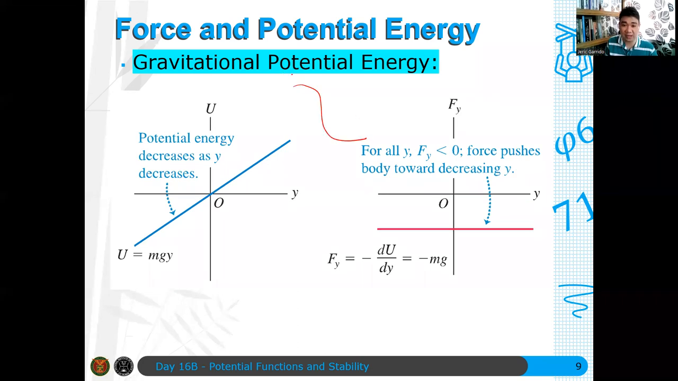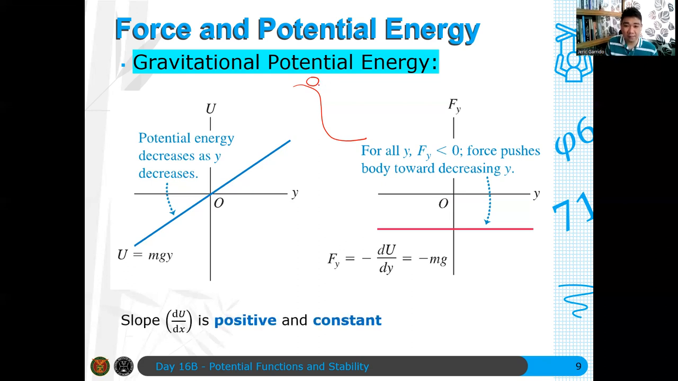So, for example, you have a cliff, and you have a ball. Ito, classic to. Kapag halimbawa nirelease mo yung ball, saan ang direction ng bola? Pataas o pababa yung bola? Of course, it should be downward. Matakot ka pag lumutang yan, di ba? So, it should be downward.